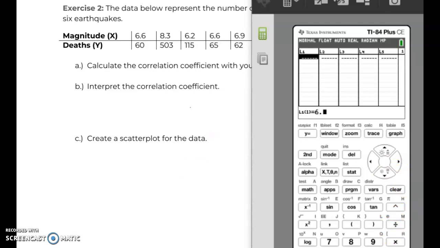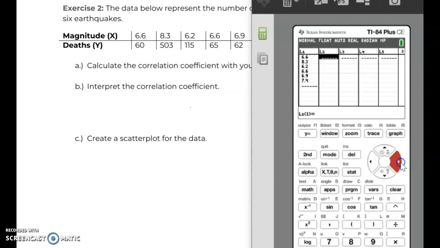So that's 6.6. We have 8.3, 6.2, 6.6, 6.9, and the last value is 7.4, which is kind of covered over here by my calculator.